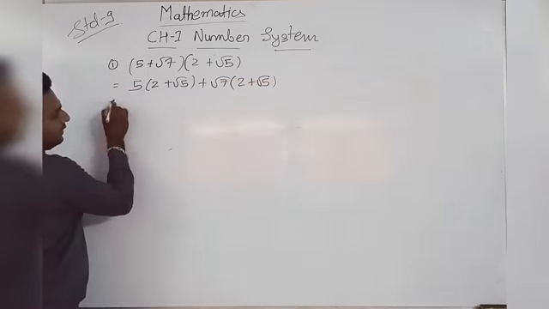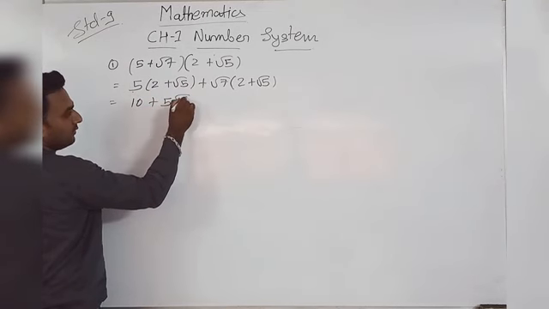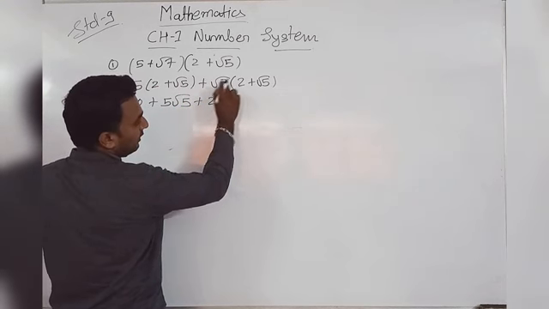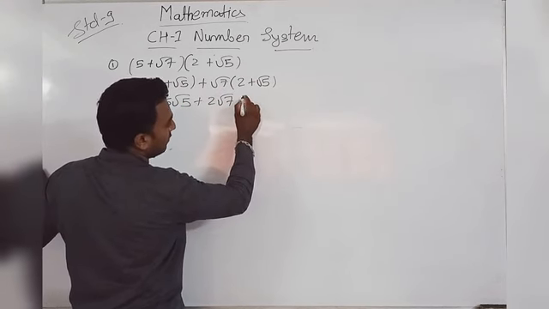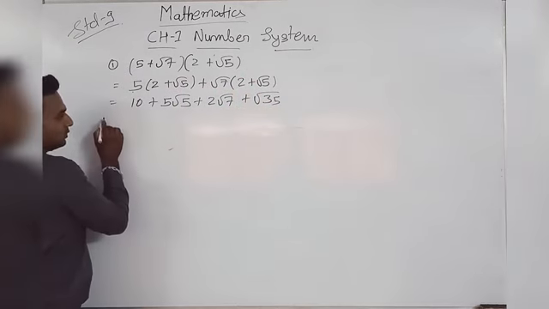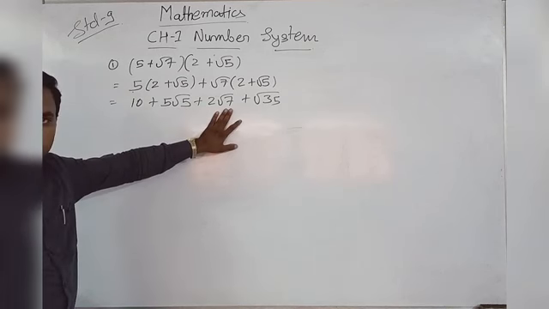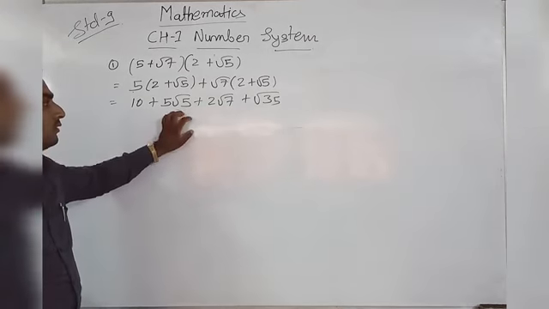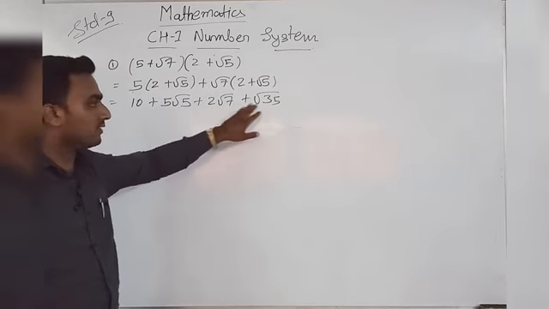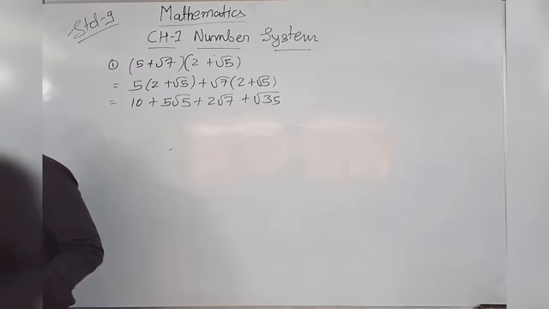So here it is 5 times 2, that is 10, here it is 5 root 5, and here plus 2 root 7, and multiplying root 7 with root 5, it is root 35. If you are able to add the same terms, then you have to, but here there are no same terms. Here it is root 5, here nothing is given, here root 7, and here root 35. So that's why we cannot add them.